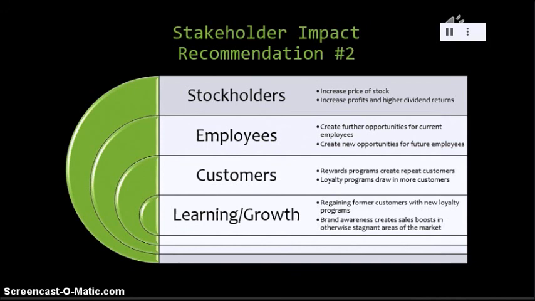Stakeholder impact for recommendation number 2 once again shows us an increase in the price of stocks, an increase in profits, and higher dividend returns for stockholders. Employees will see further opportunities, as well as future employees. Customers: rewards programs will create more repeat customers, and loyalty programs will draw in new customers. Learning and growth: regain former customers with these new loyalty programs, and brand awareness creates sales boosts in otherwise stagnant areas of the market.